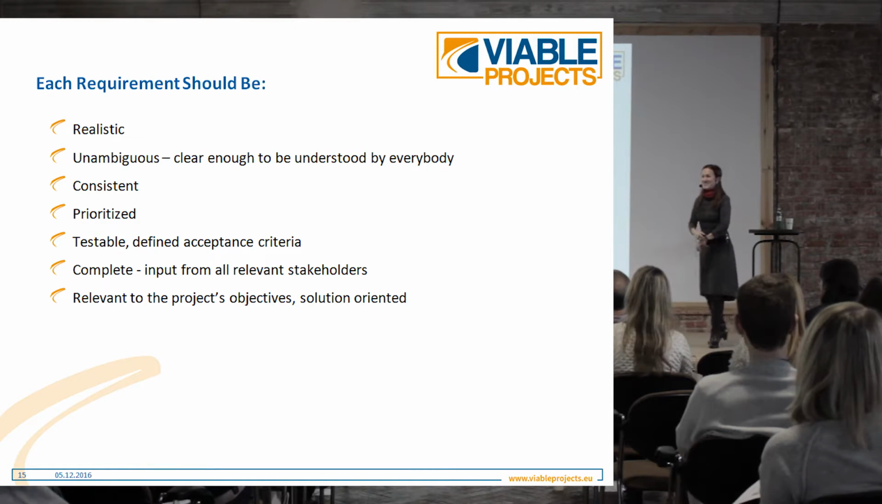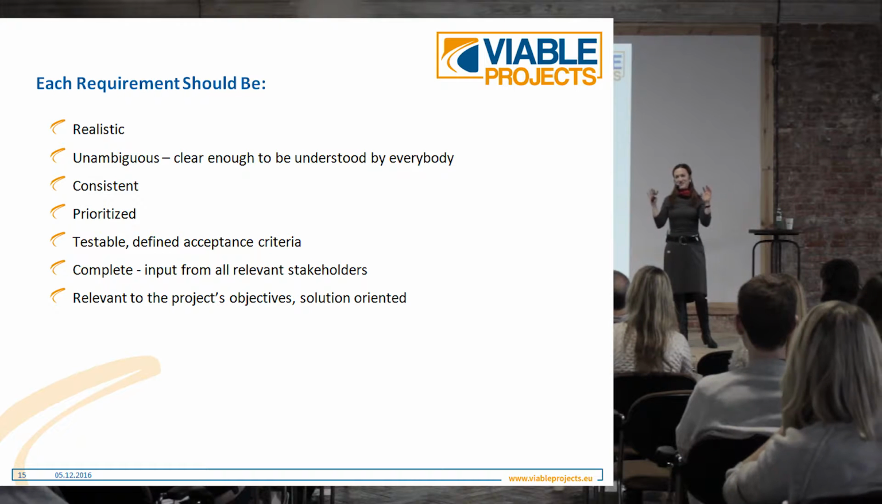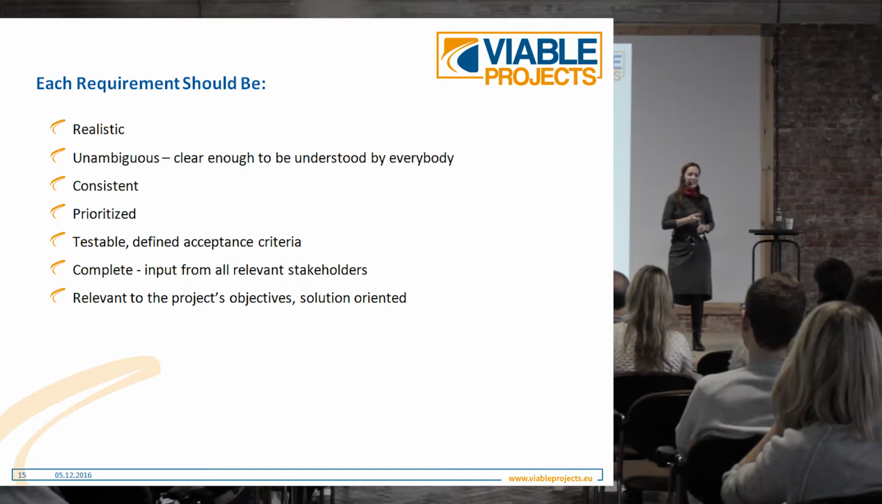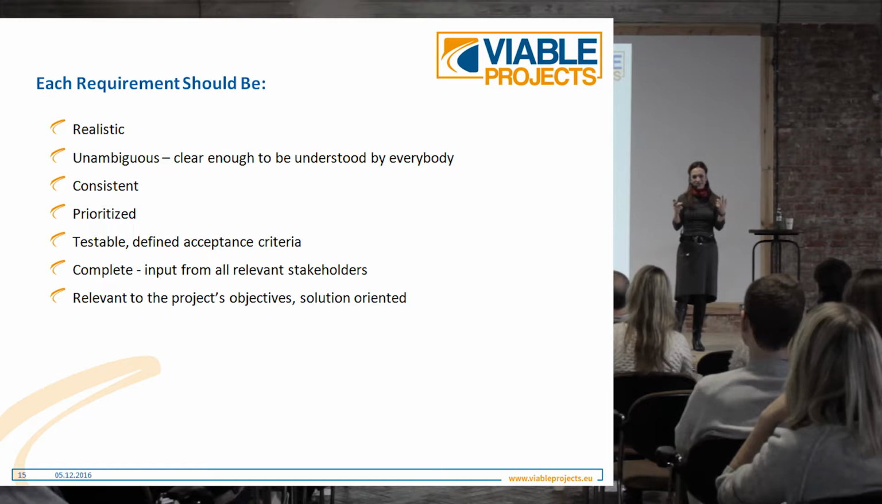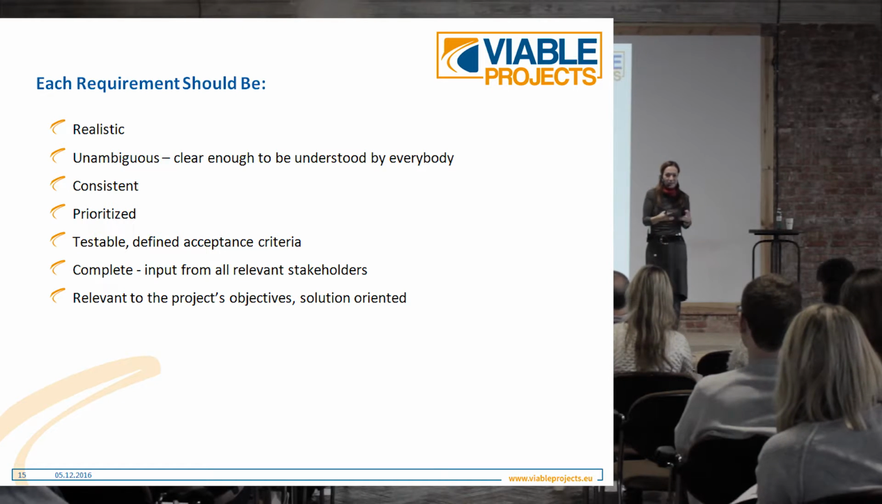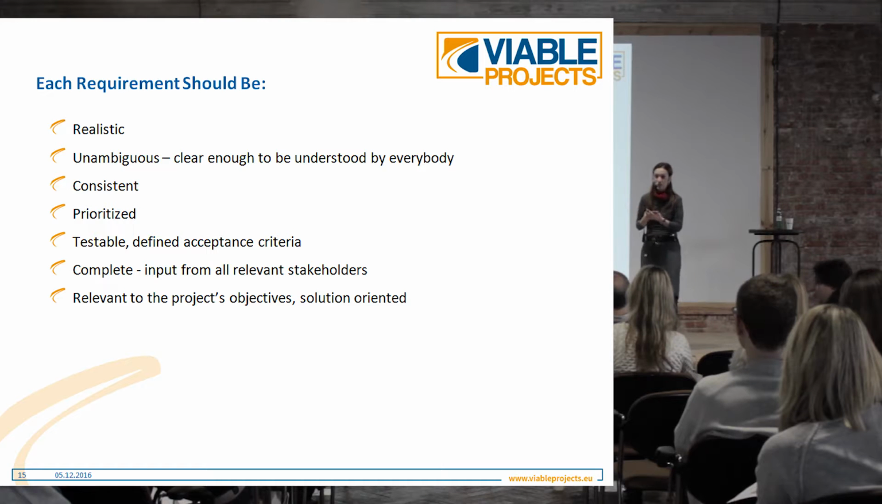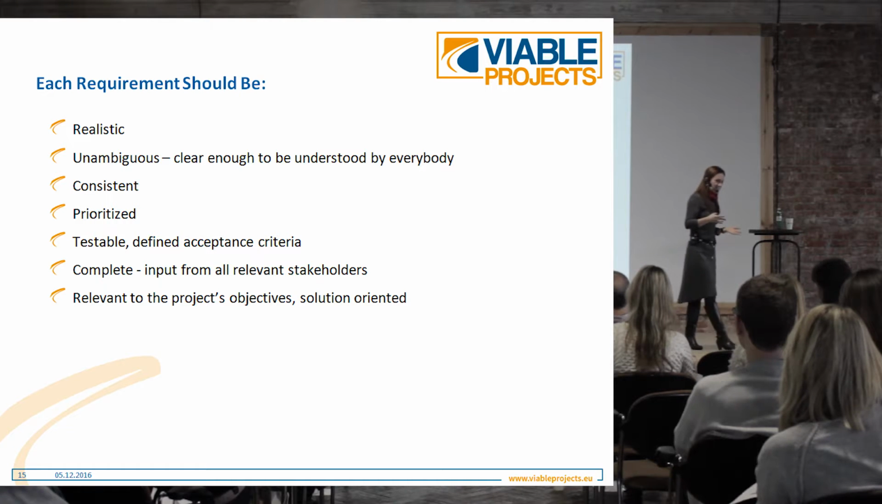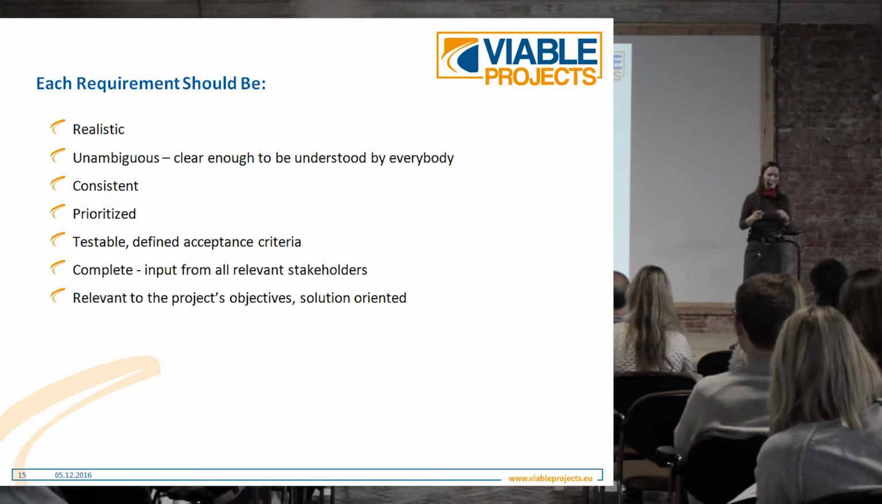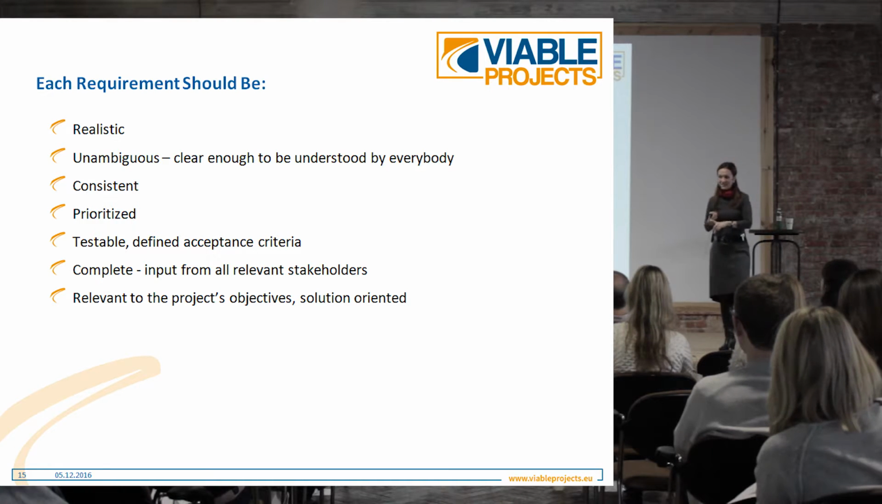So this is just a summary of a good written requirement. It should be realistic. It should be unambiguous and clear enough for everybody to understand. Requirements that the business understands but that the developer cannot really understand are not good requirements. All stakeholders should understand what we are talking about. Consistent, prioritized, very, very important, prioritized, testable, and we define acceptance criteria.